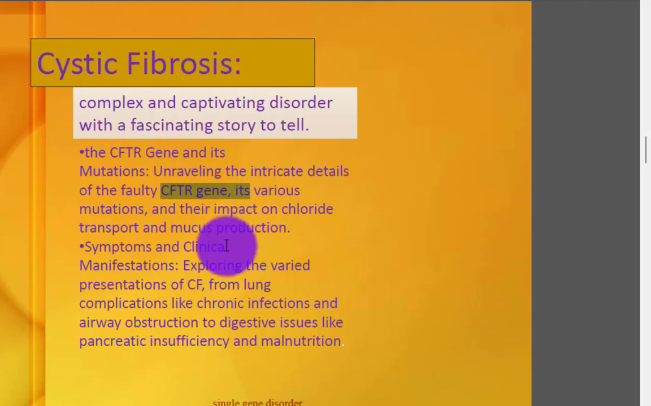Symptoms and clinical manifestations, exploring the varied presentation of cystic fibrosis, from lung complications like chronic infection and airway obstruction, to digestive system issues, pancreatic insufficiency, and malnutrition.